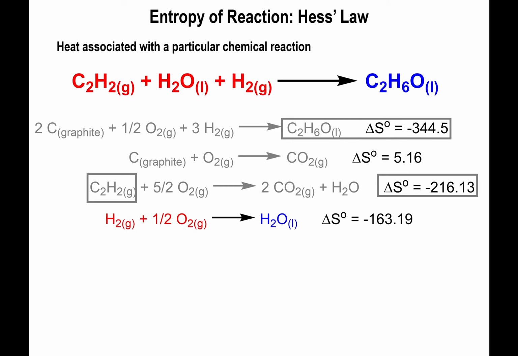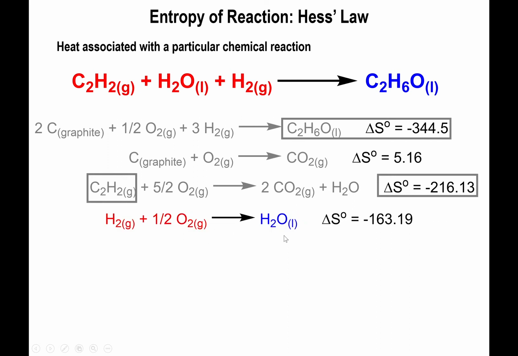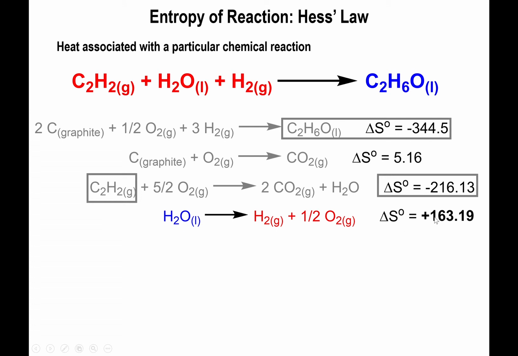Moving on to the fourth equation, paying attention to water and the fact that you want only 1 water on the left side, the third equation has water on the right side locked in place, so that means that you have to flip the equation around, right? Products become reactants, reactants become products, and the negative 163.19 joules per mole Kelvin that you had for the entropy now becomes positive 116.19.